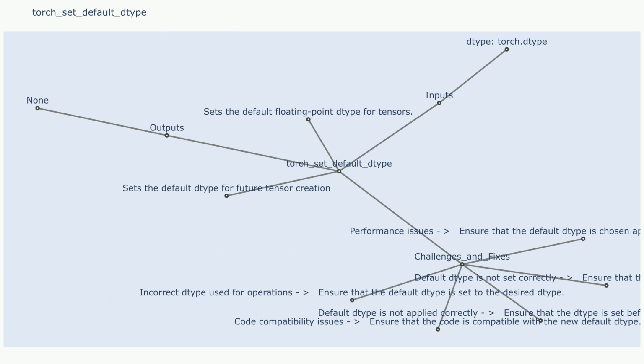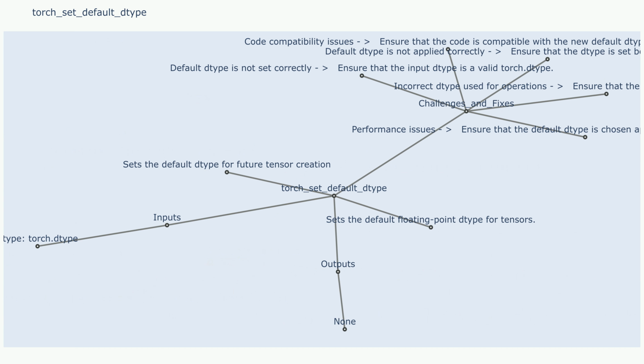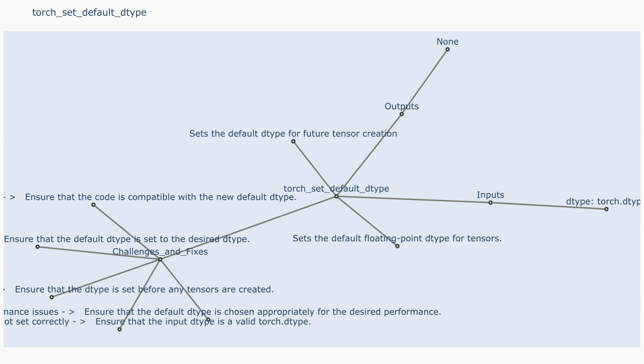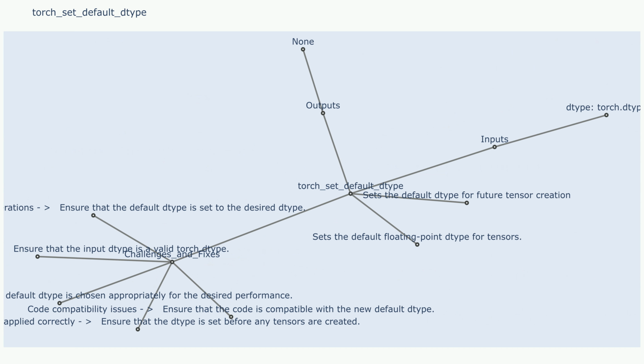Inputs: dtype, a torch.dtype object specifying the desired default data type. Common options include torch.float32 (default), torch.float64, torch.int32, torch.int64, and torch.bool. Outputs: none. This function does not return any value. It directly modifies the global default data type setting within PyTorch.